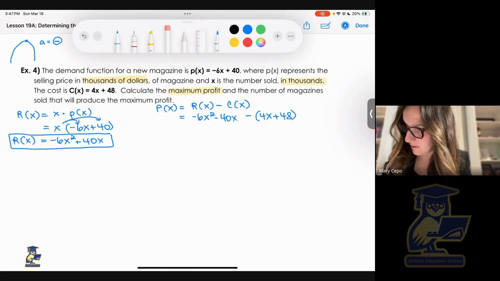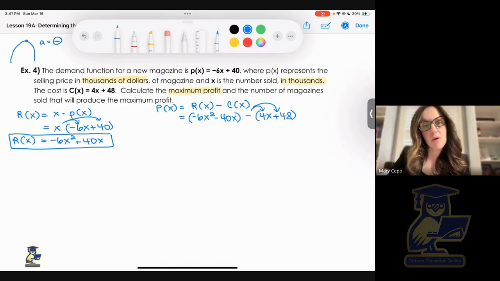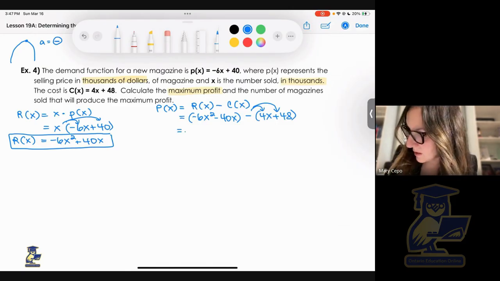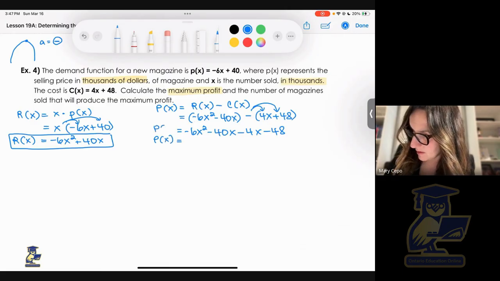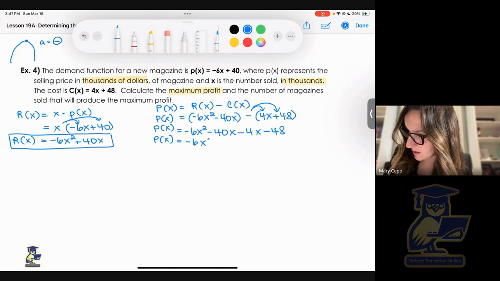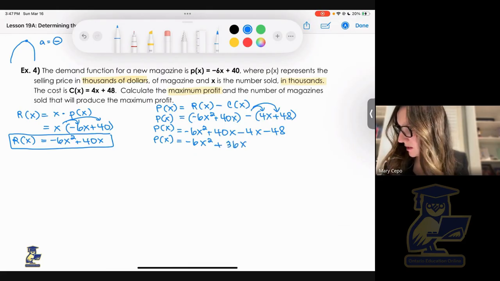Okay, so again, since we're subtracting, silly mistakes happen when we don't distribute that negative. So I'm going to put arrows just to remind us. This becomes negative 6x squared plus 40x minus 4x minus 48. So that profit function is negative 6x squared, oh, did I copy this down wrong? It'd be plus 36x minus 48.